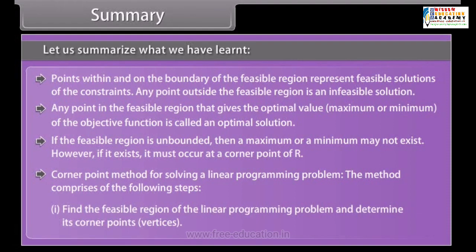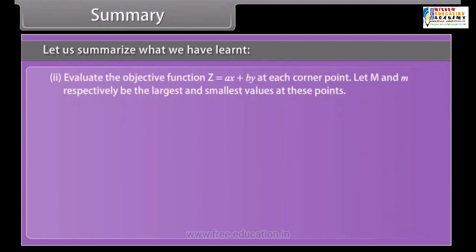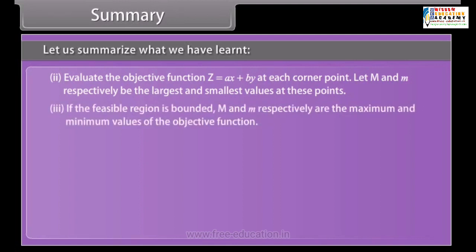1. Find the feasible region of the linear programming problem and determine its corner points, vertices. 2. Evaluate the objective function Z equals ax plus by at each corner point. Let M and m respectively be the largest and smallest values at these points. 3. If the feasible region is bounded, M and m respectively are the maximum and minimum values of the objective function.